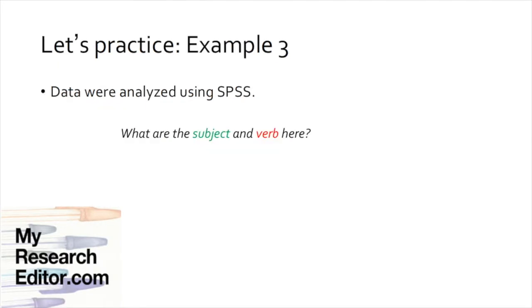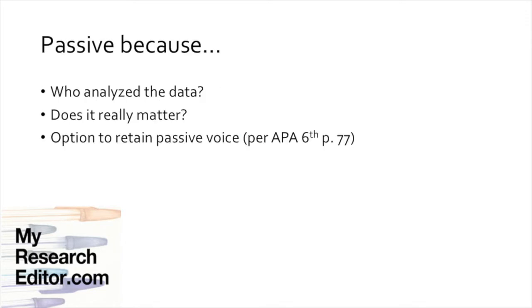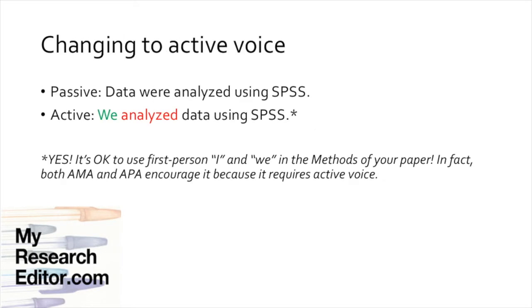Let's look at our third example. Data were analyzed using SPSS. This is a passive construction because we don't know who analyzed the data. Now, if that's not important, if the data are the focus, not who analyzed the data, you may retain passive construction. See the bottom of APA 6th edition manual, page 77 for details. Let's look at this again. Passive is data were analyzed using SPSS. Active could be we analyzed the data using SPSS.